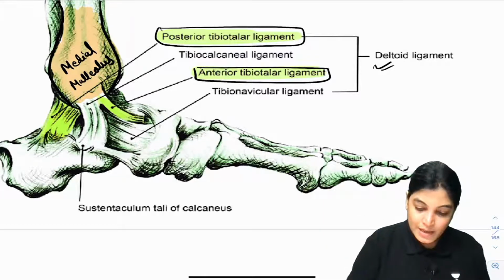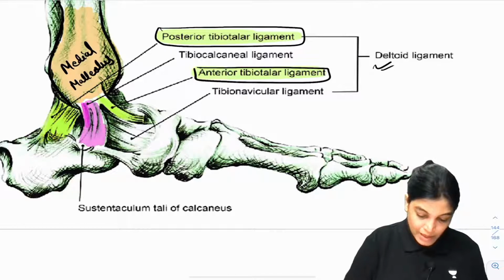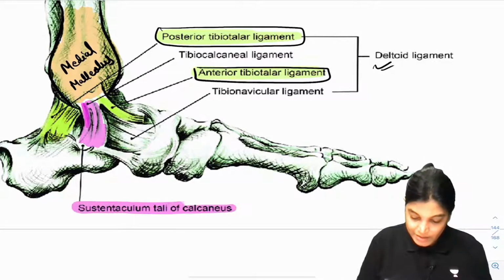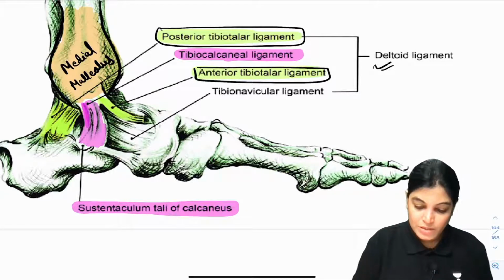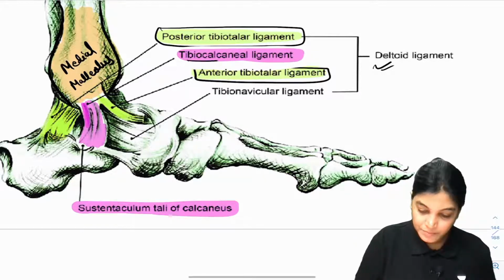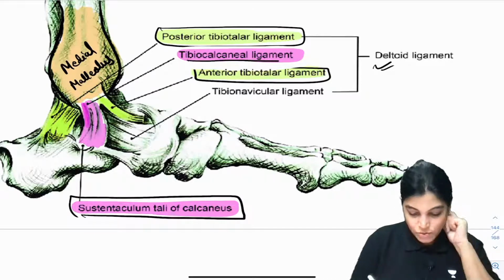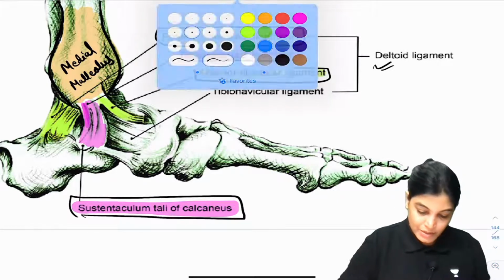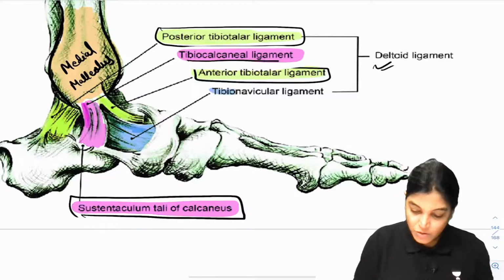Now you can see the other one, the extension from the lower end of the medial malleolus going towards the sustentaculum tali. This is called the tibiocalcaneal ligament. Now, one more extension extends from the lower end of the medial malleolus and goes towards the navicular bone, the navicular tuberosity. This part is called the tibionavicular.